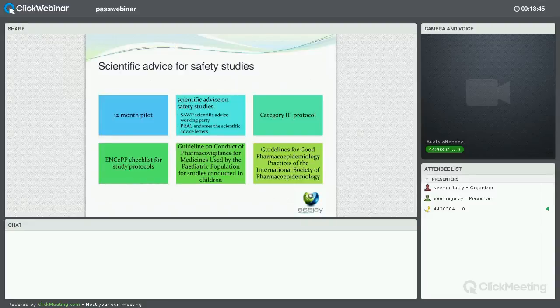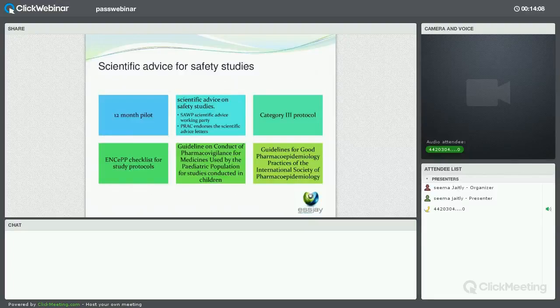So there is a pilot as well for scientific advice for safety studies, and this is a 12-month pilot, and it's run by the Scientific Advice Working Party, which PRAC endorses the advice that comes out from there, and it's really meant to be for Category 3 studies, so those studies that are important but not obligated, they're not mandatory.